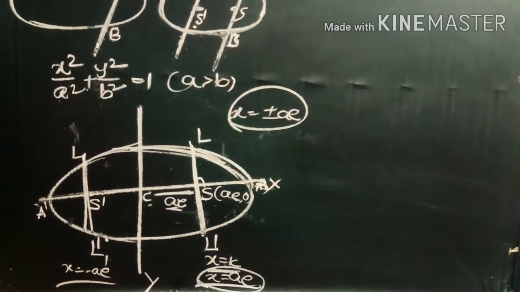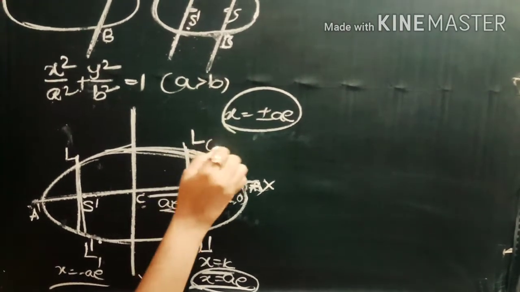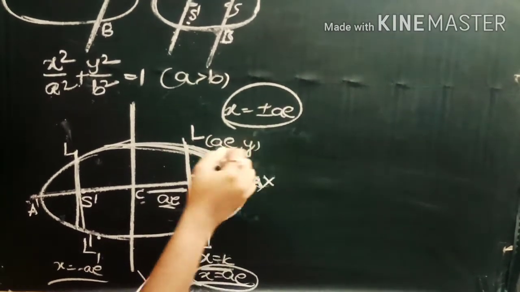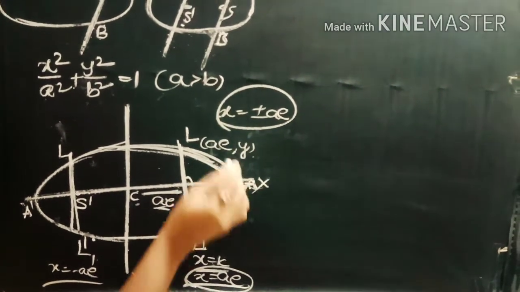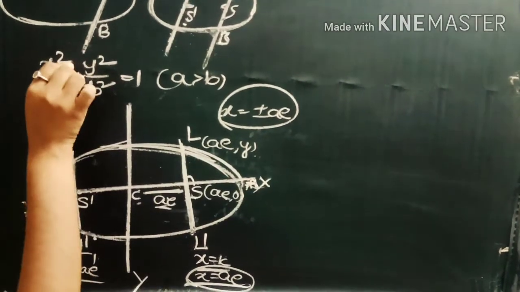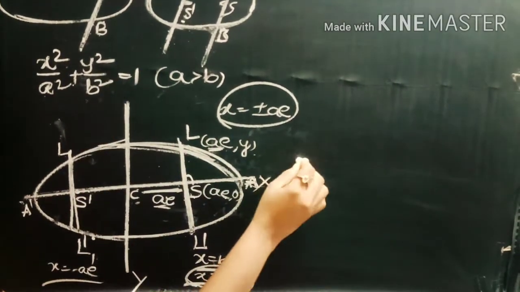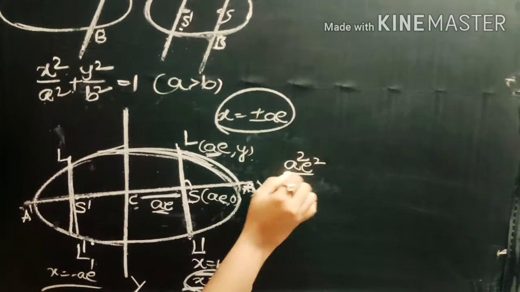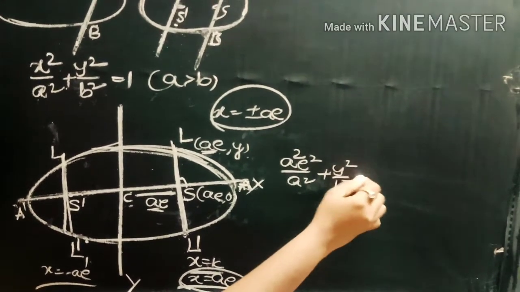And next, endpoints of the latus rectum. Endpoints of the latus rectum means, here what are the coordinates of this point? This is taken as (ae, y), since already we know that the x coordinate is equal to ae here. Now we are substituting this point in the ellipse equation. That is x², what is the x value? ae. That is a²e²/a² + y²/b² = 1.